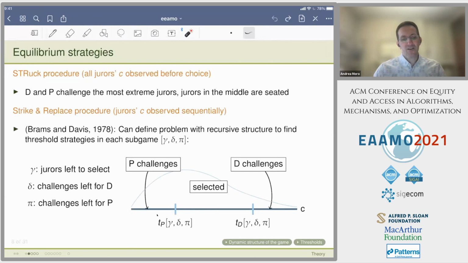The strike and replace procedure has a more interesting structure because there's this dynamic process of trying to guess who comes up next. This is a problem which has been solved in the past. You can define a recursive structure, and essentially the equilibrium strategy is defined by thresholds, one for the prosecution and one for the defense in any subgame. A subgame is defined by the number of jurors left to be selected and the number of challenges left by the two parties. Depending on the subgame, there are different thresholds. The prosecution challenges those who are below that threshold, and the defense will challenge people who are above the threshold.